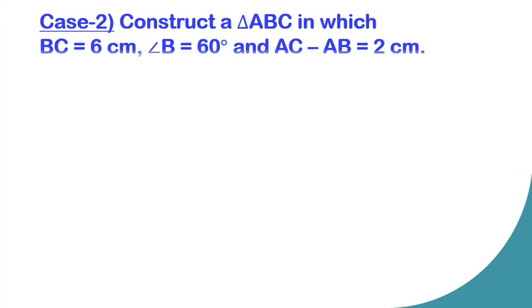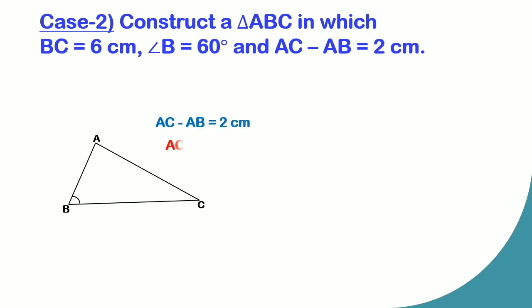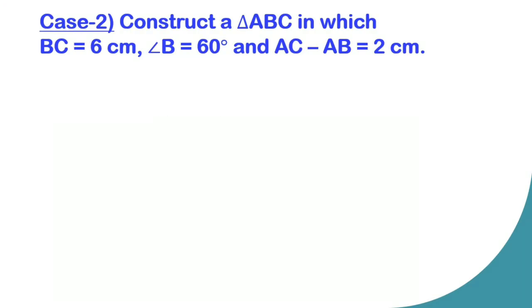I have taken one question here. In this, base BC is given, base angle B is there, that is 60 degree, and the difference of the other two sides. So I started with a rough figure and I understood from the given difference that AC is greater than AB, which is opposite to the given base angle. So now we shall see how we should proceed for such cases.